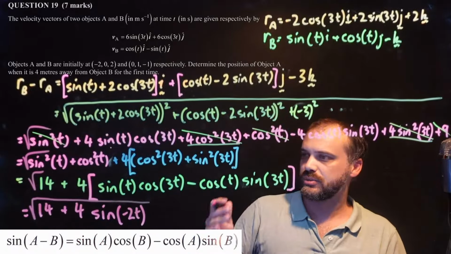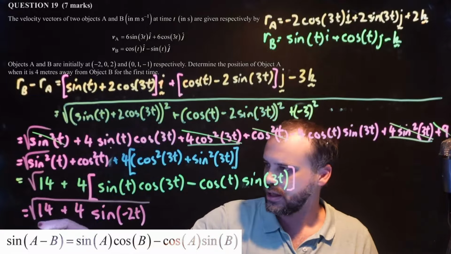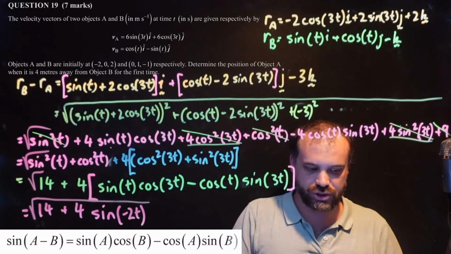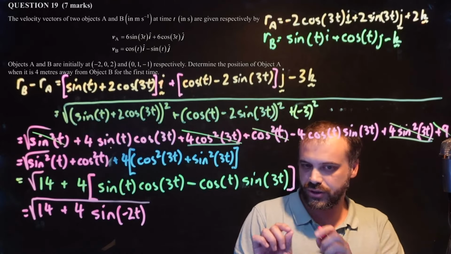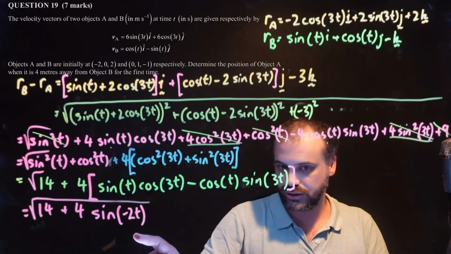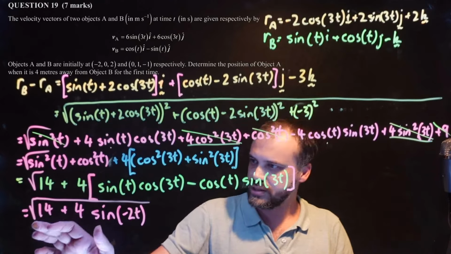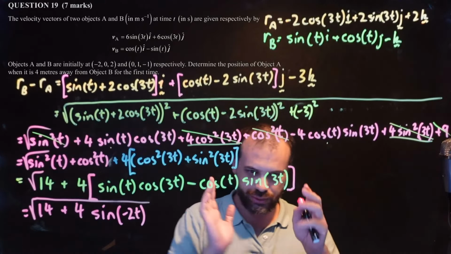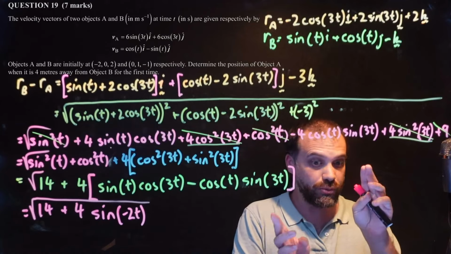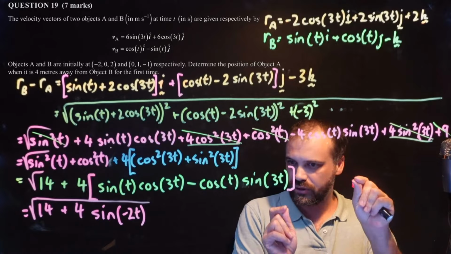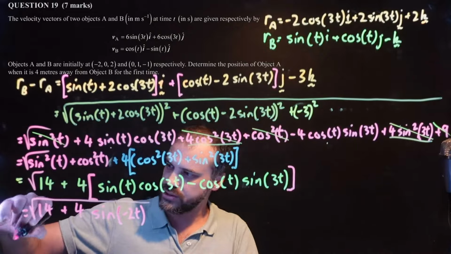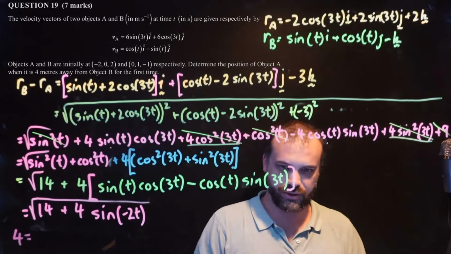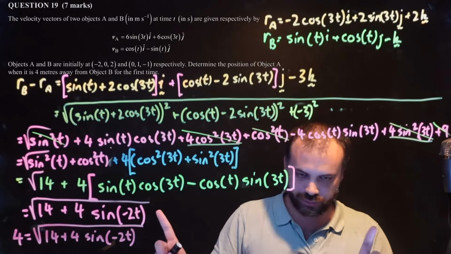Because this is supposed to be the distance, the magnitude of our arrow. Now that we know that our arrow is this long, we want to know when this value equals 4. Because we want to know when our arrow, our vector, is 4 meters long, when our objects are 4 units apart. So 4 equals that.